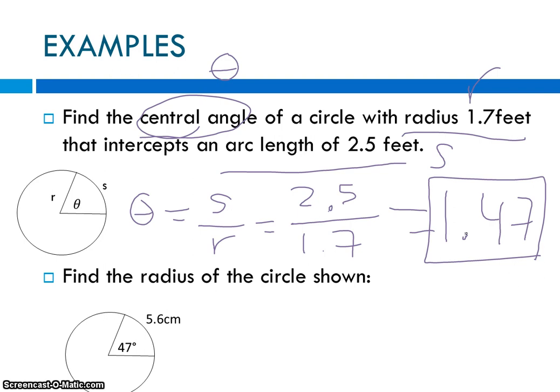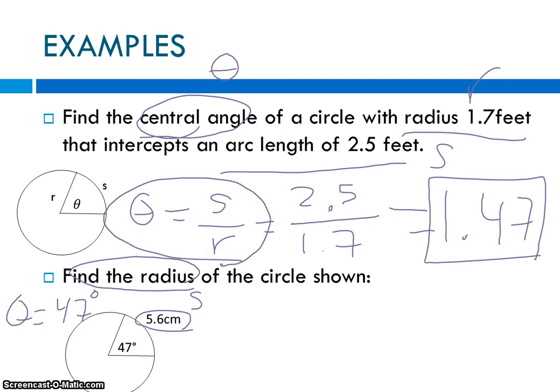because our angle theta is given in radians. In the second part, second question, it says, find the radius of the circle shown. So I know that my central angle theta is 47 degrees, and I'm given my arc length of 5.6 centimeters, and I want to find the radius, or find r. So we have one additional step before we can plug into our formula theta equals S over r, because our theta was given in degrees, so we're going to have to first convert this to radians. In order to convert from degrees to radians, we're going to use the conversion factor: 180 degrees is pi radians.